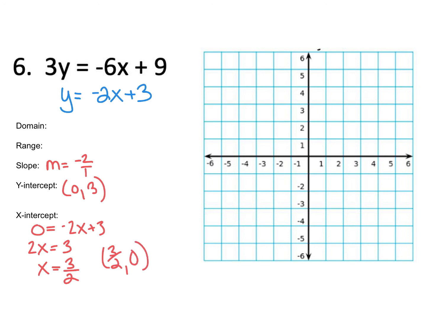So I can go right to (1.5, 0). Put a point here. I can put a point at (0, 3). I can also count my slope from my y-intercept of down 2, right 1, down 2, right 1. And there I've got a bunch of points that I can connect. Domain and range, again, would both be all real numbers.